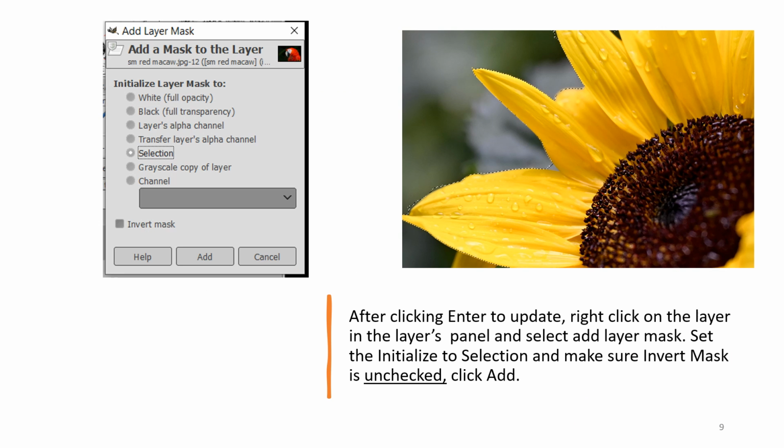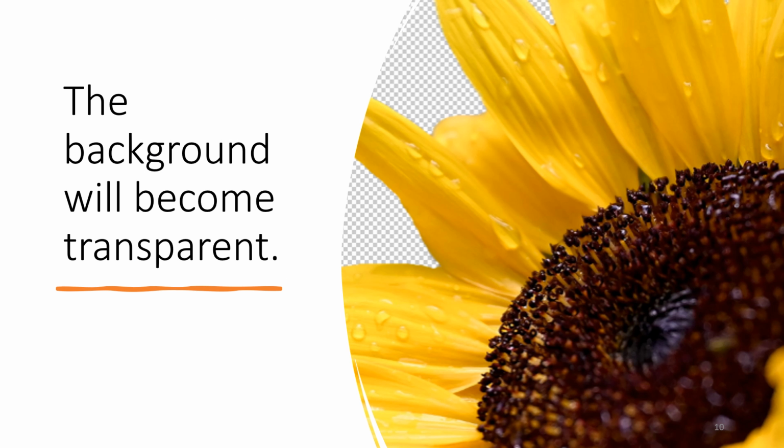After pressing Enter to update, right-click on the layer in the Layers panel to select Add Layer Mask. Set Initialize to Selection and make sure Invert Mask is unchecked. Click Add. The background will become transparent.